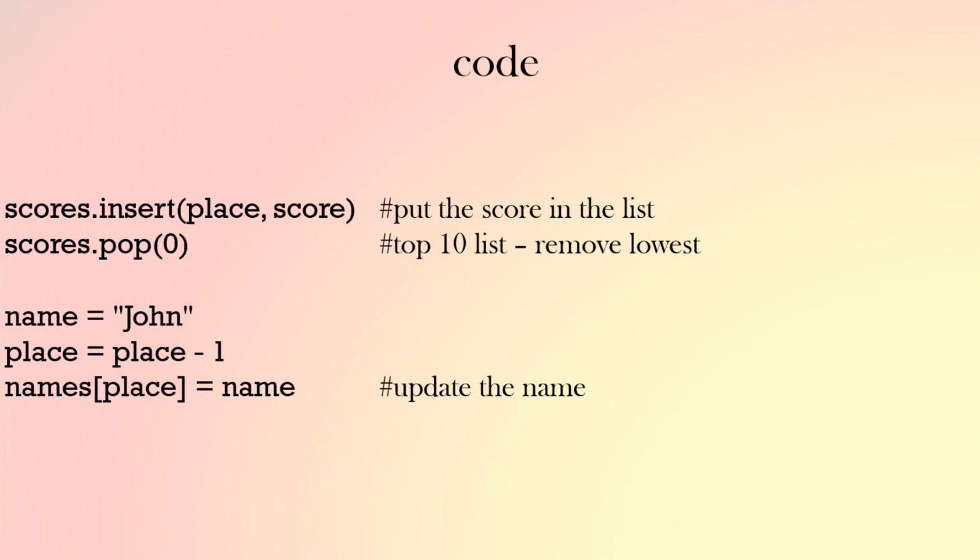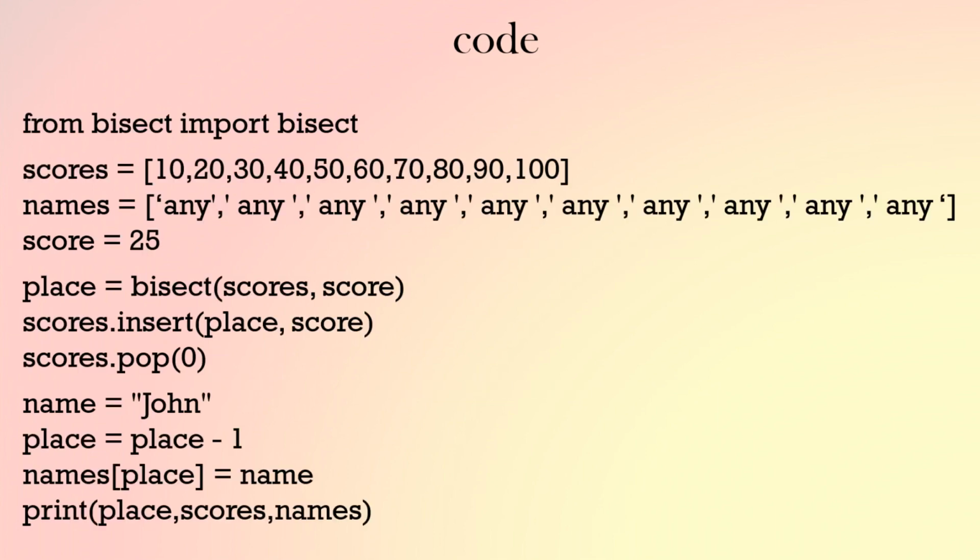So after we've done that, we've got the player's name and we put that into the same position in the names list. We take one away because the position 1 should be the number 0. The position 10 will be number index 9. So here's our full code. So we import bisect, we've got our scores, our names, the new score, the insert, and then changing the name.